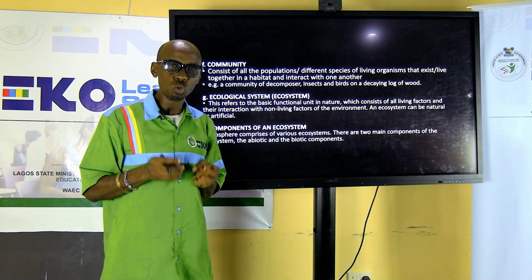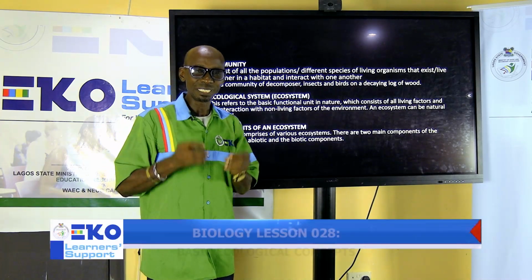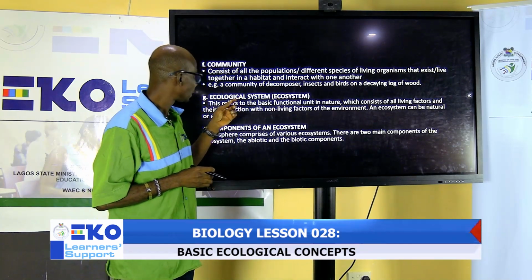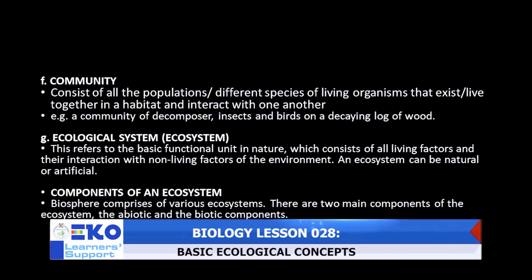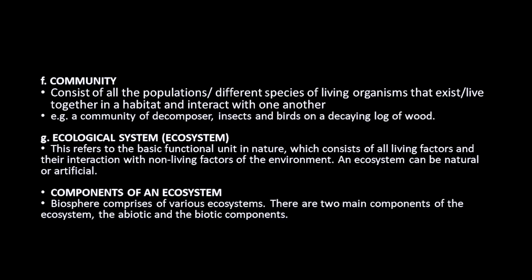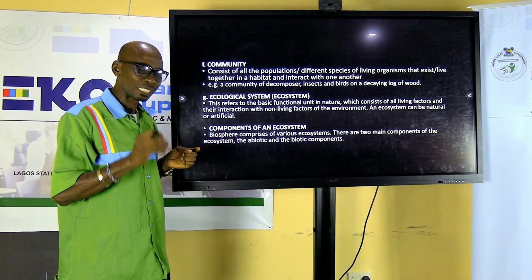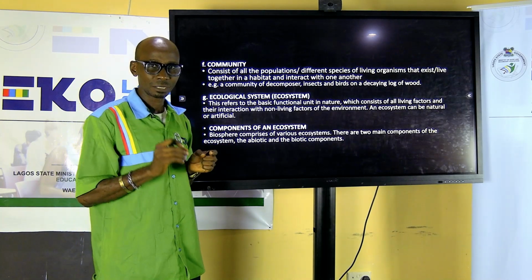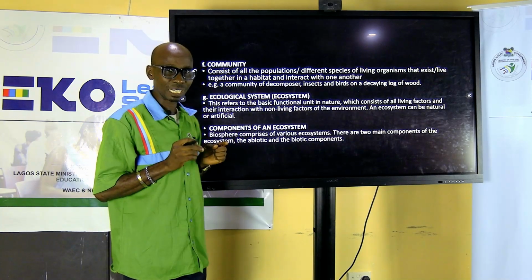Community is a group of different populations living in the same environment or in the same ecosystem. The next one is ecosystem, or ecological system. Ecosystem refers to the basic functional unit or system in nature which consists of living factors and non-living factors, and they are interacting together. What is important in an ecosystem is that the living and non-living are always interacting. The interaction is what makes it an ecosystem.